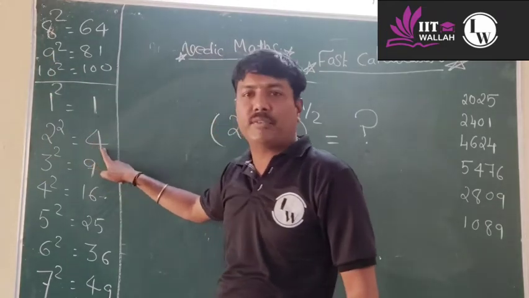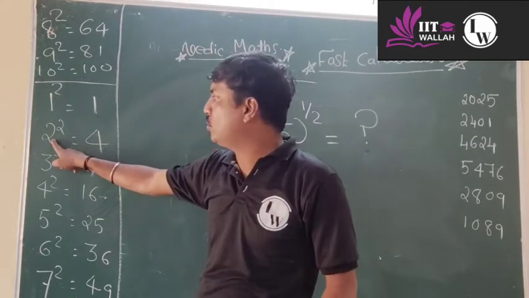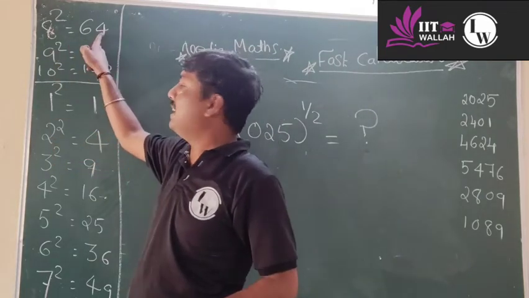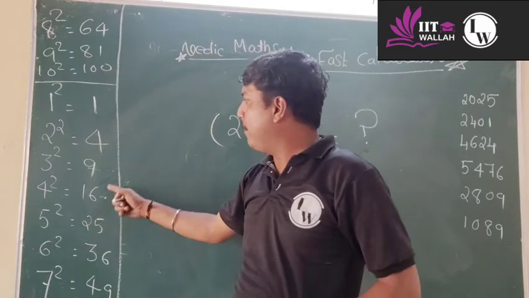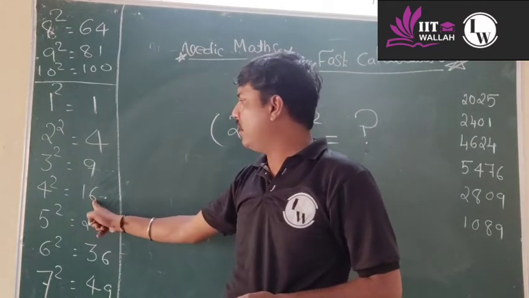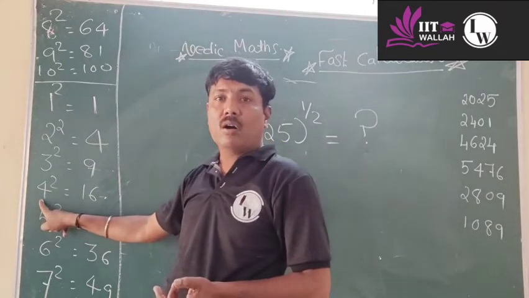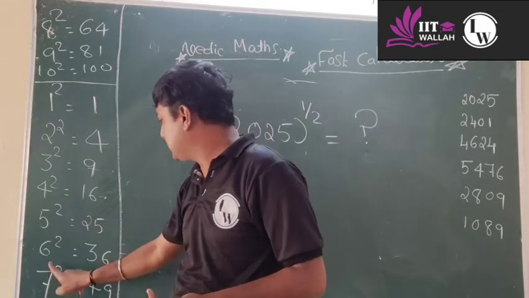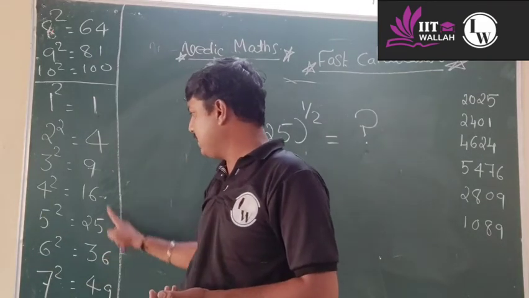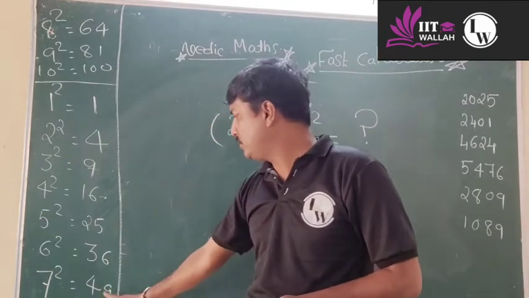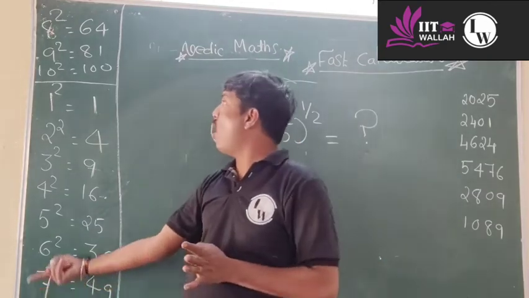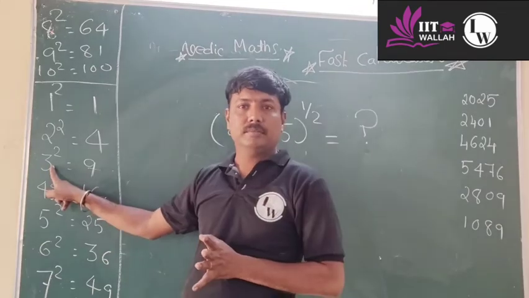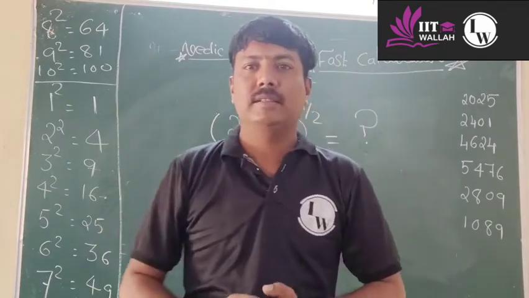If a number ends with 4, its square root ends with 2 or 8. If a number ends with 6, its square root ends with 4 or 6. See, here you are getting 6 in both. If a number ends with 9, its square root ends with 7 or 3. Okay, you understood these two options, right?